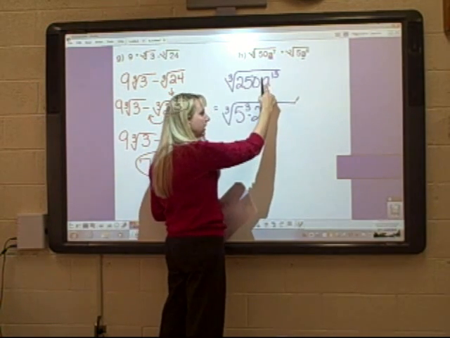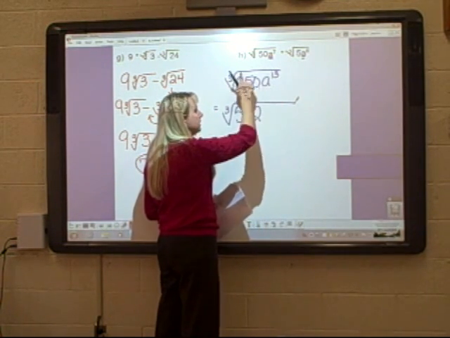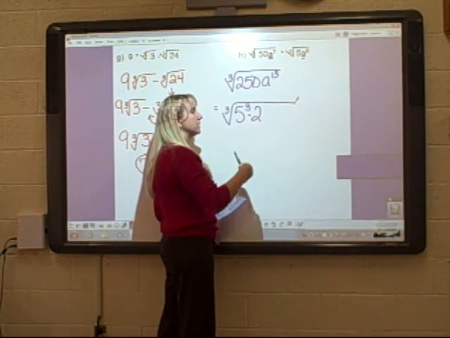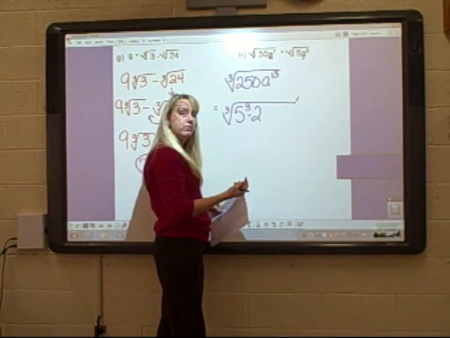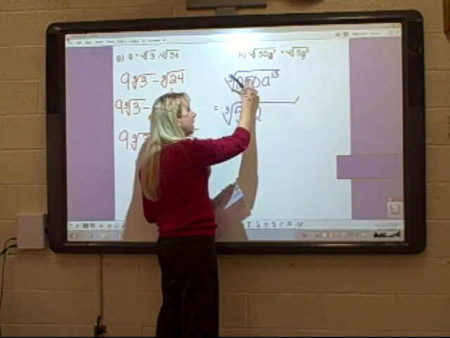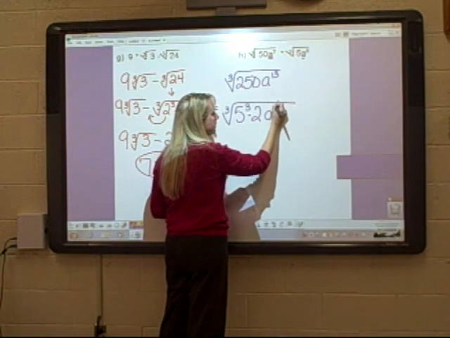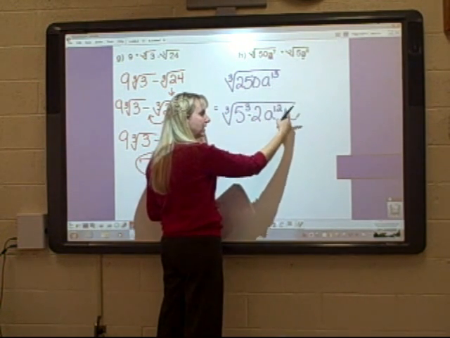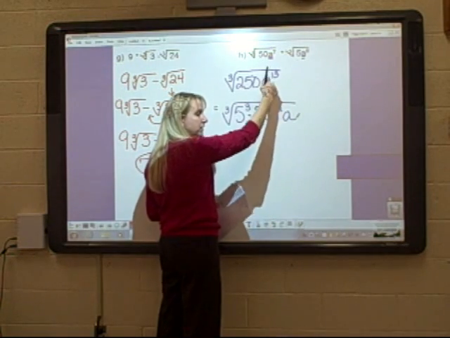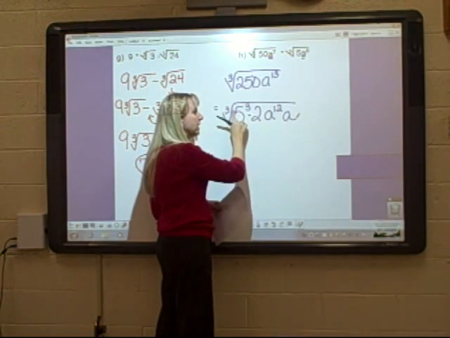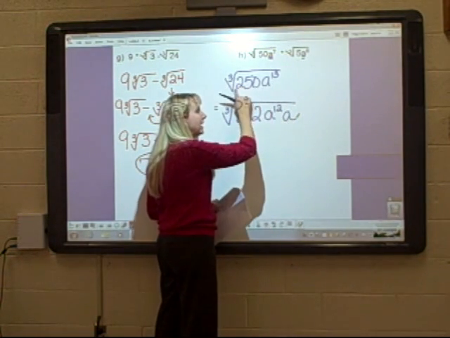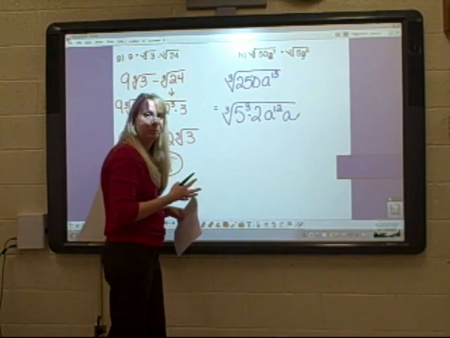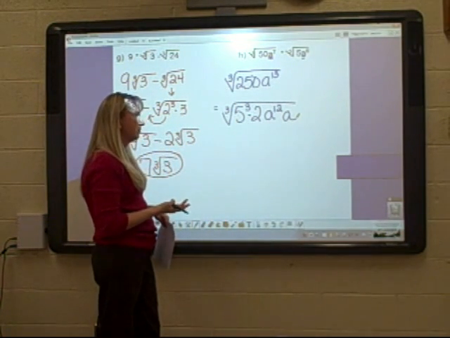Then I look at a to the 13th. Well, is 13 divisible by 3? No, so we need to go lower. Well, the next number below 13 is 12. Is 12 divisible by 3? Yeah. So I'm going to write this as a to the 12th times another a, because I need that 12 and that 1 to get us back up to the 13th. This right here is the exact same amount as the original problem. We're just rewriting it.